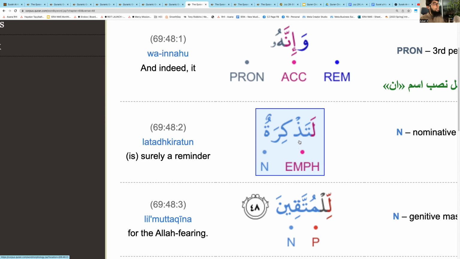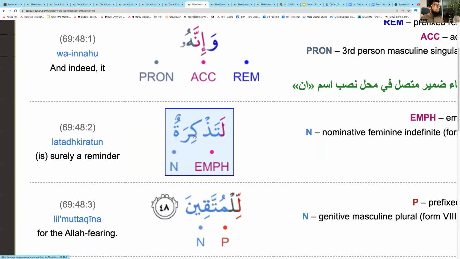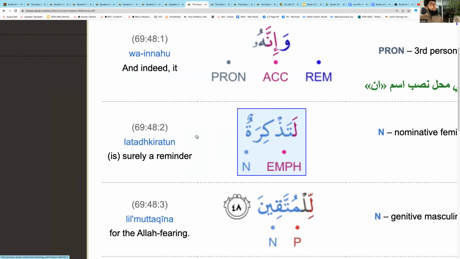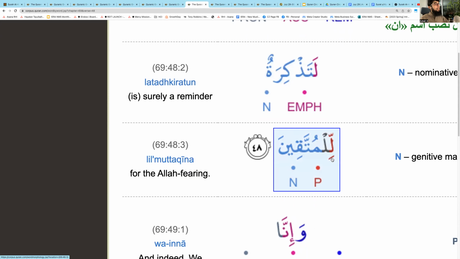And then you have what? Tadhkiratun. So the root that you have to remember from this is dhikr. Dhal kaf ra is for remembrance. And then this ta at the end, the rounded ta, is just an indicator of a noun being feminine. In the English language, you have actress, so ess is an indicator of something being feminine. Similarly, in Arabic, the rounded ta is one of the indicators of something being feminine. Latadhkiratun, definitely a reminder.